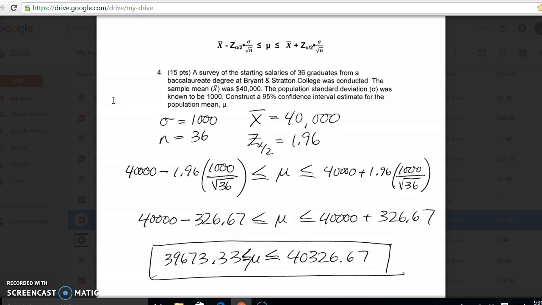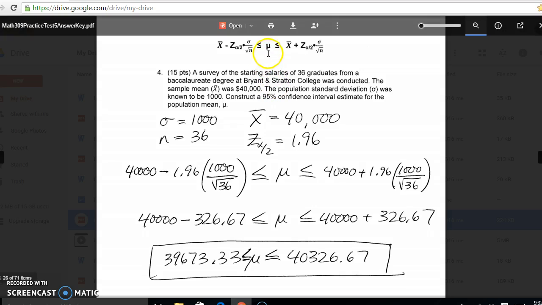So you have a survey of the starting salaries of 36 graduates from a baccalaureate degree at Bryan and Stratton College was conducted. Now the 36 graduates, that is your sample size, that's your N in the problem. The sample mean, the X bar, was 40,000. The population standard deviation, the sigma, was known to be 1,000. Construct a 95% confidence interval estimate for the population mean, which is mu.